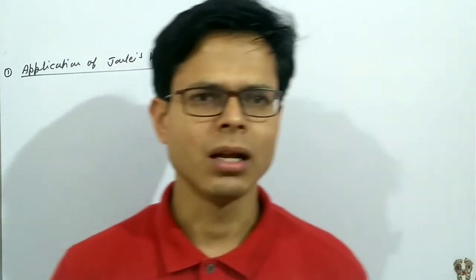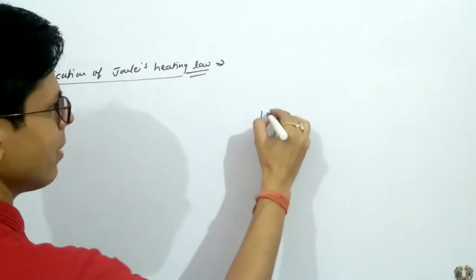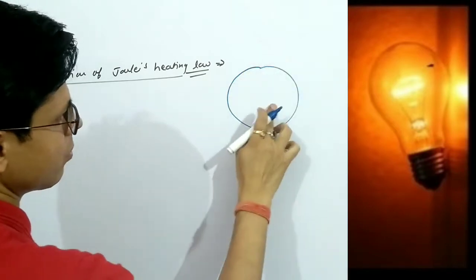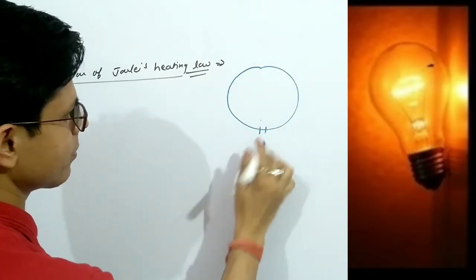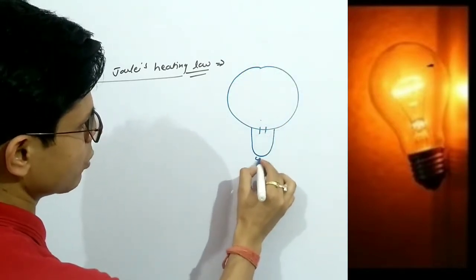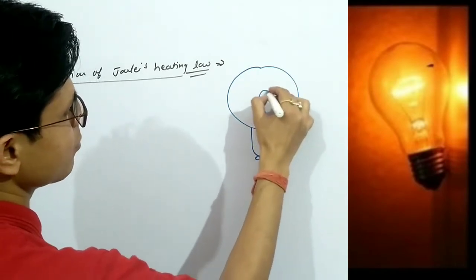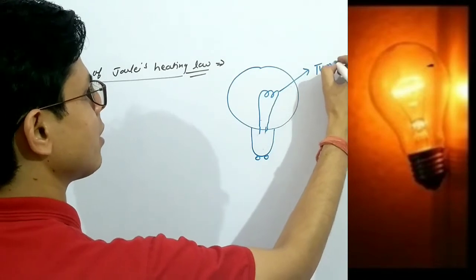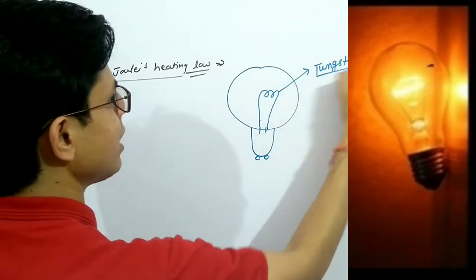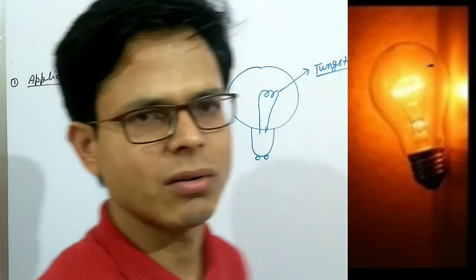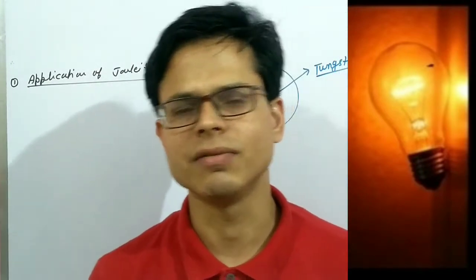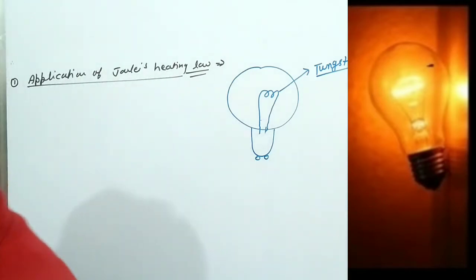If you see the working of a bulb, in a bulb there is a glass portion. Yes or no? Glass portion होता है. And inside that glass portion, there is a wire. This wire is tungsten. Why tungsten wire only? Because the melting point of tungsten wire is very high.